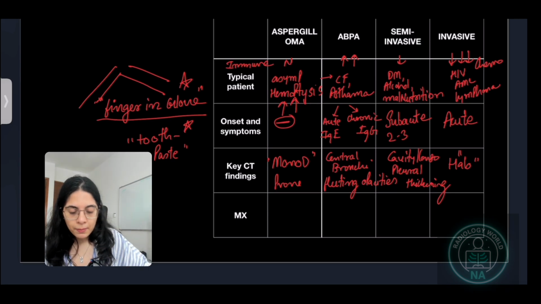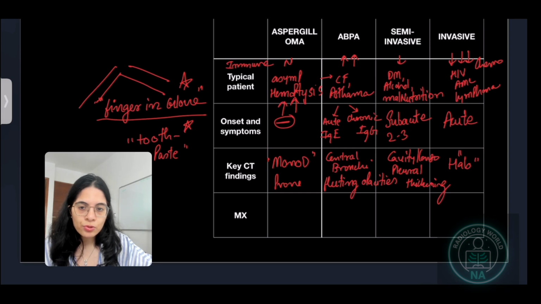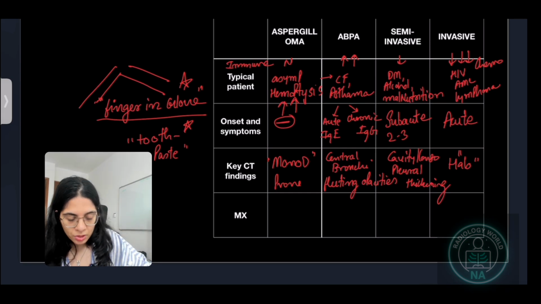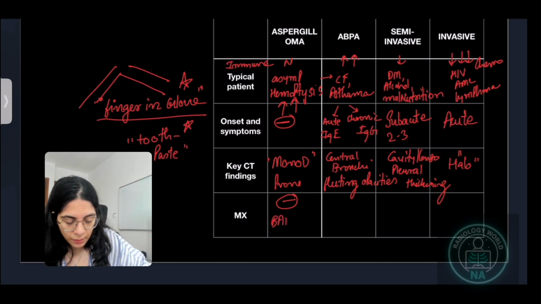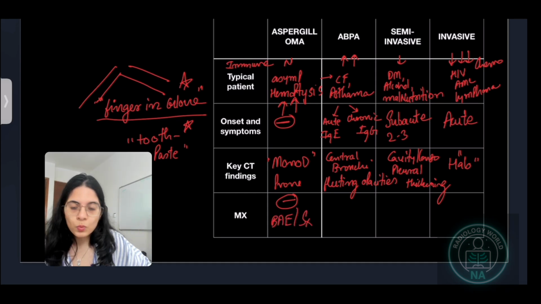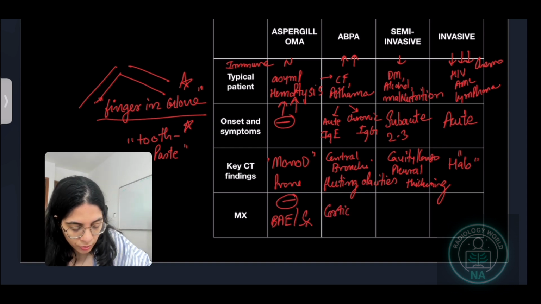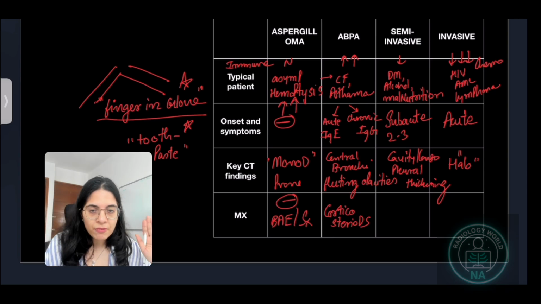Now talking about management: aspergilloma, you per se don't have to do much, but if the patient is presenting with hemoptysis, you have to go for a bronchial artery embolization, or surgery if it is very large. If I talk about ABPA, you have to treat this patient with corticosteroids because the immunity is very high. So we have to use corticosteroids in this patient. We have to suppress the immunity.